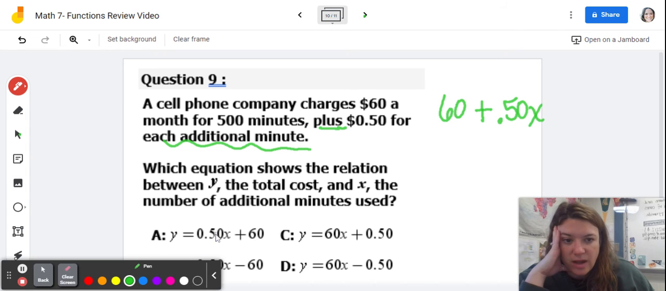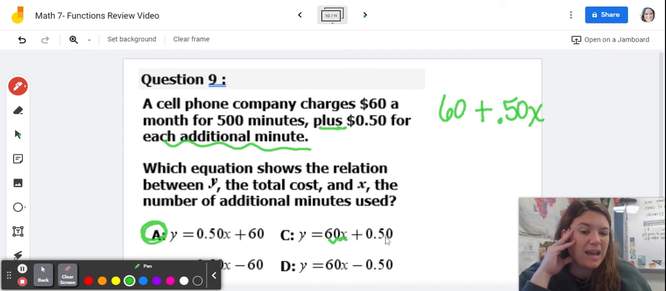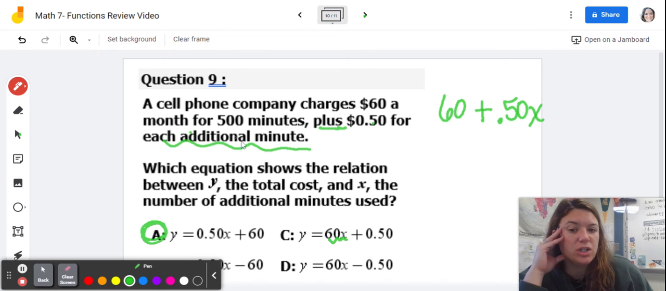So I think most of you that got this one wrong picked, which one did you guys pick? The C, because it was multiplying the 60 and then adding the 50 cents. So when it says plus 50 cents for each additional minute, that's where your multiplication is. Like 50 cents times 10 minutes, 50 cents times 20 minutes. However many additional minutes there are, that's what you would multiply by the 0.50.